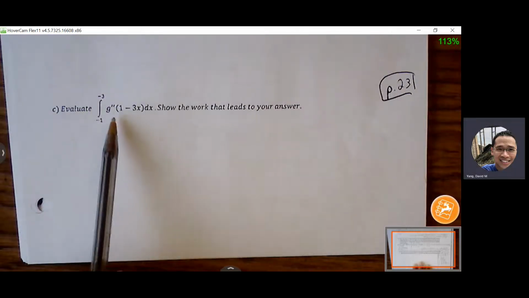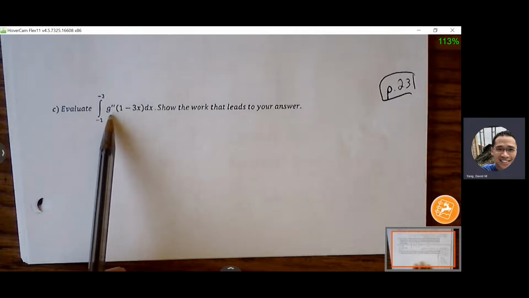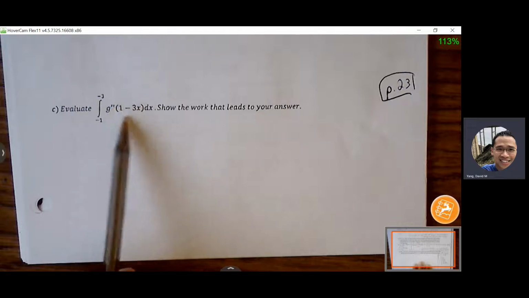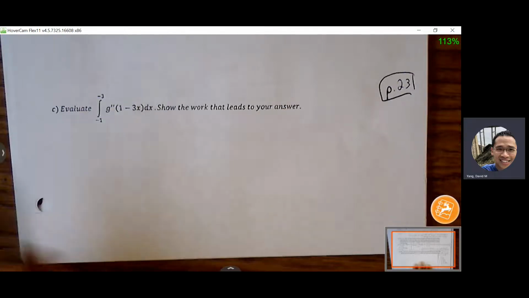All right, so this is set up where I know the antiderivative is going to bring me up from G double prime to G prime, but along the way, I know I have to keep track of what happens with that 1 minus 3x. So I'll go through u-substitution here.